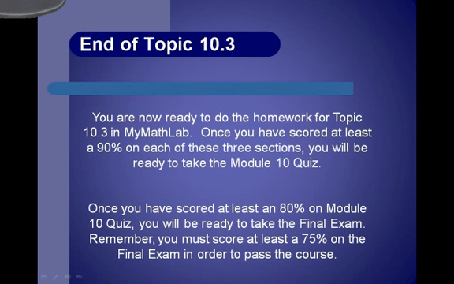Okay, you are now ready to do the homework for topic 10.3 in my math lab. Once you have scored at least a 90% on each of these 3 sections, you will be ready to take the Module 10 quiz. Then, once you have scored at least an 80% on the Module 10 quiz, you will be ready to take the final exam. Remember, you must score at least a 75% on the final exam in order to pass the course.